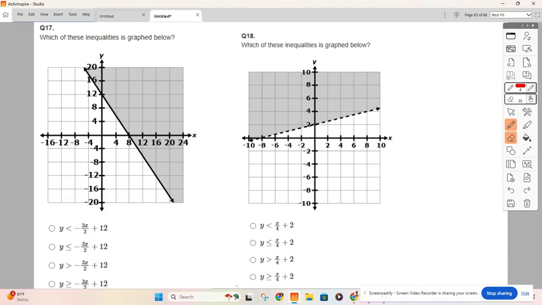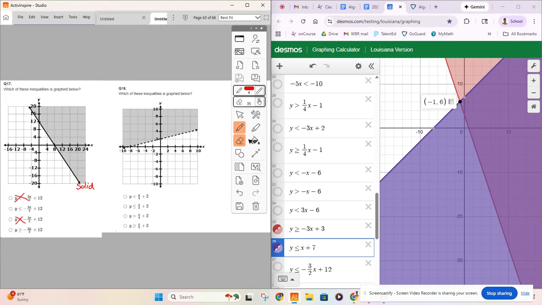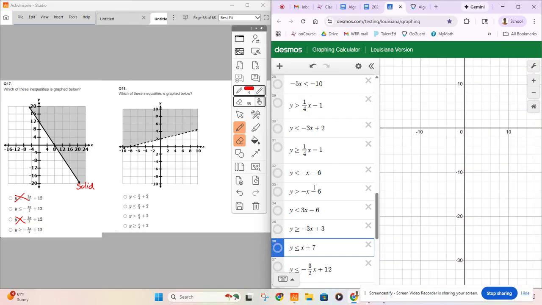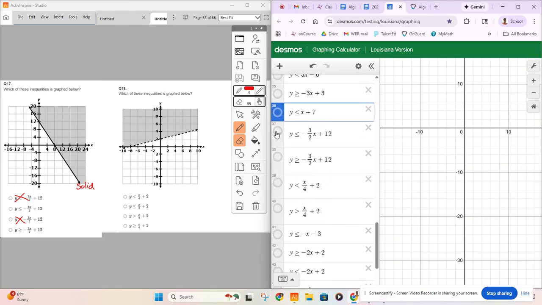Number 17, which of these inequalities is graphed? Once again, we're just going to Desmos, but also we can eliminate some choices. This is a solid line, which means it has to have the equal to. So this can't be it, and this can't be it. So I can already eliminate two options just by how the line looks. Now I don't have to type as many things into Desmos to see which one is right. I'm only going to type the possible ones.